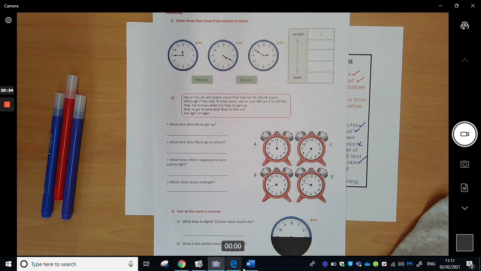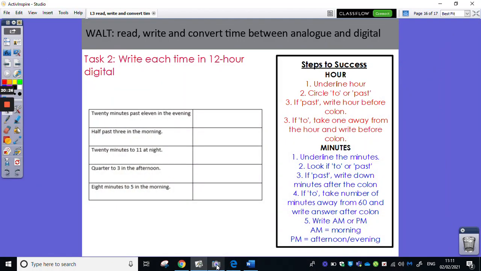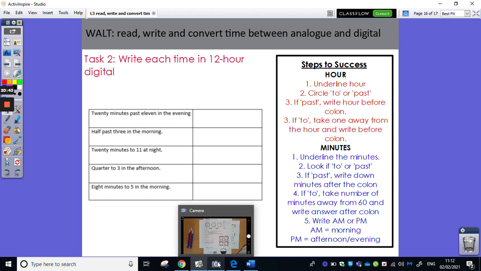So I am going to put this slide back up for you so you've got the steps to success. So you can pause the video here. I'm going to stop the video in a moment, but you can pause it so you've got your steps there to help you with the task, okay? And then when you're finished, make sure you check your answers and post your work to Seesaw, okay?